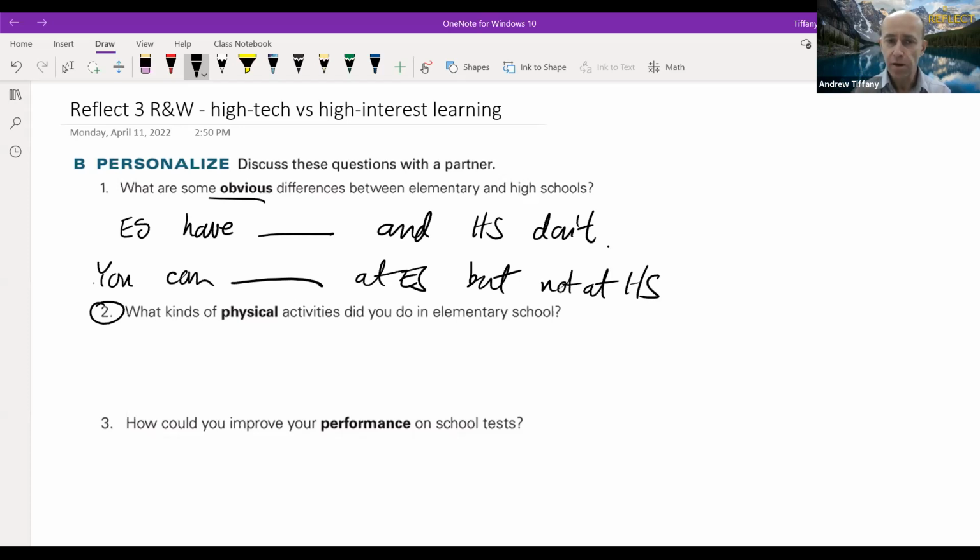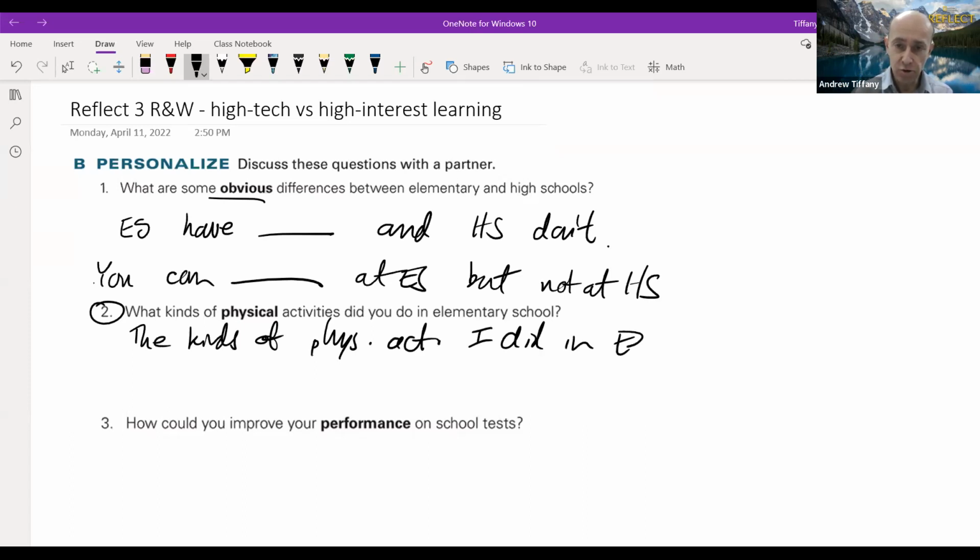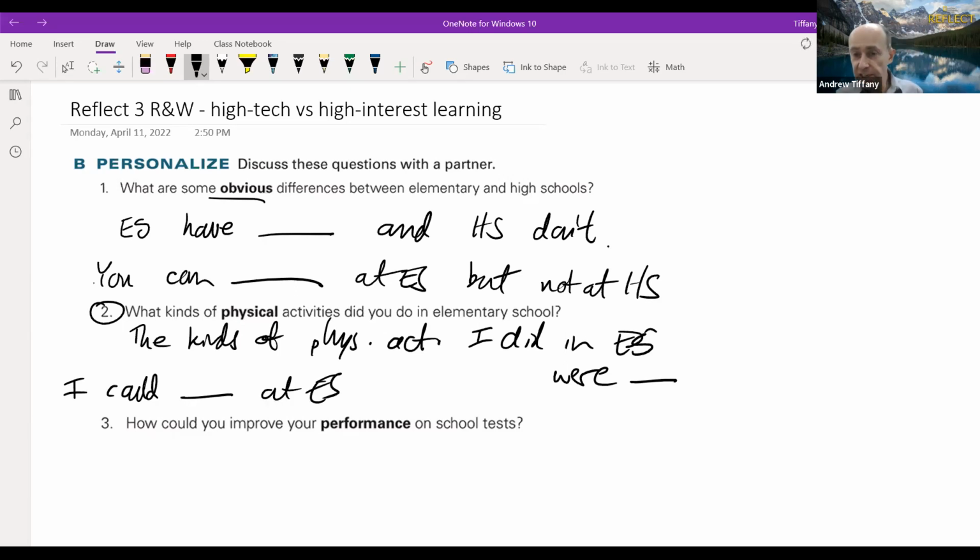Okay. So it could be something as simple as saying, the kinds of physical activities I did in elementary school were ... right? Something like this. As Chunga said, you could just say, I could blah, blah, blah at elementary school. That works as well. Kitty says, in elementary school, students can. That's another one, right? Okay, so we're getting some basic language frames up here. We're not actually giving the answers to the questions, but we're talking about the way we structure the answers or our discussion comments.